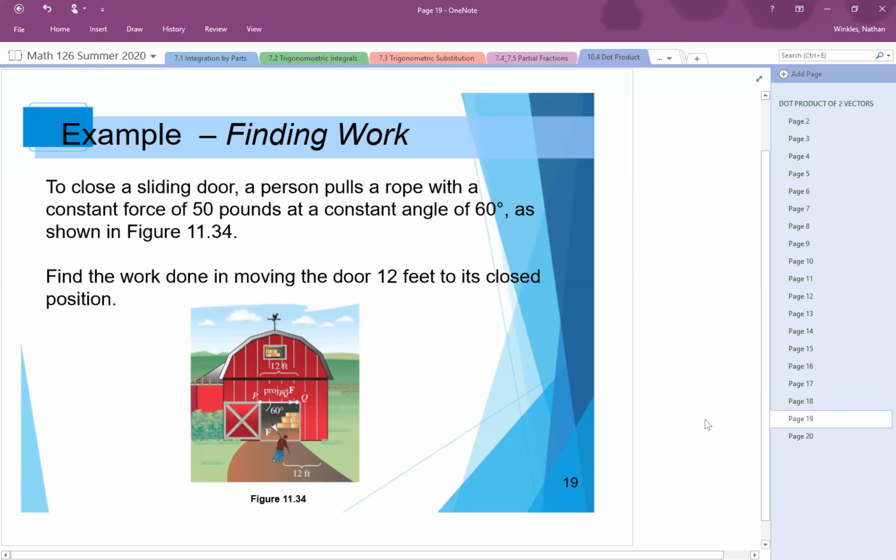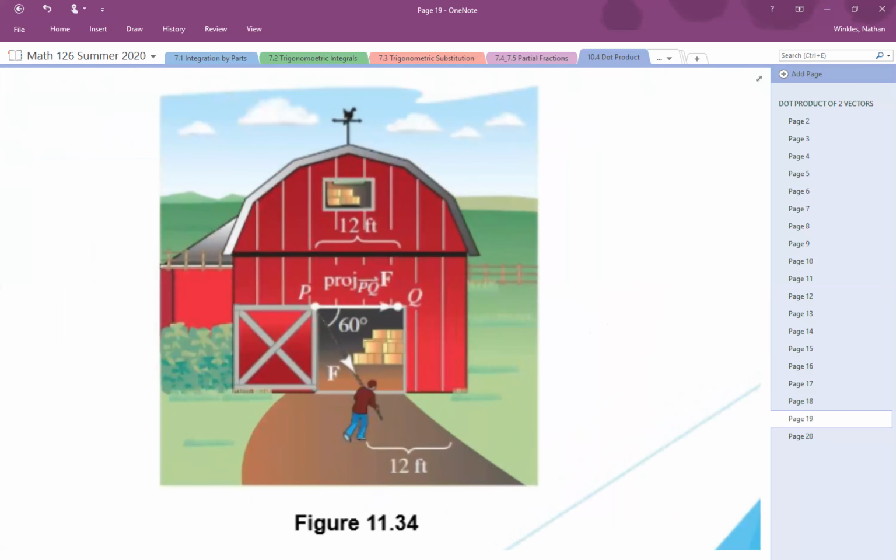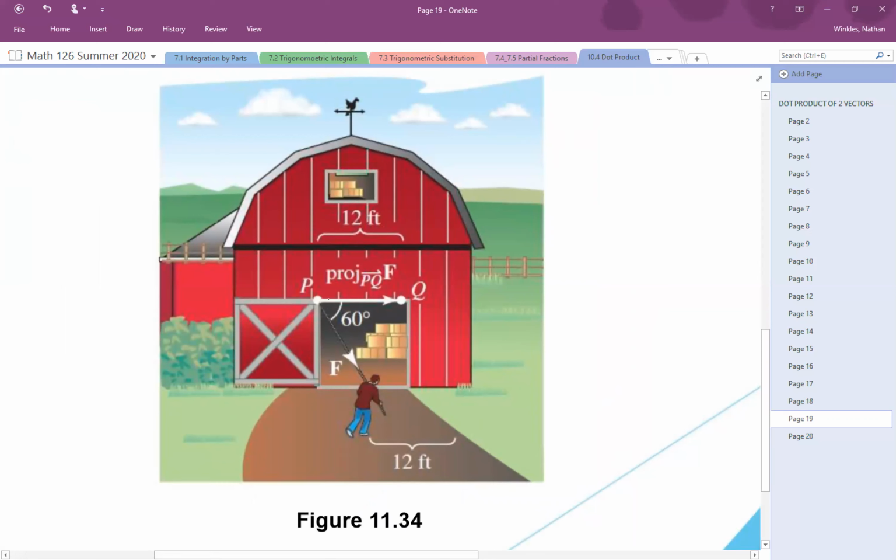So let's look at this example. We're out on the farm and we want to close a sliding door. A person pulls a rope with a constant force of 50 pounds at a constant angle of 60 degrees, as shown in this figure. We want to find the work done in moving the door 12 feet to its closed position. Let's zoom in a little on this picture. Notice we have our point P and the person is pulling this rope, and we're going to go 12 feet as stated right here.